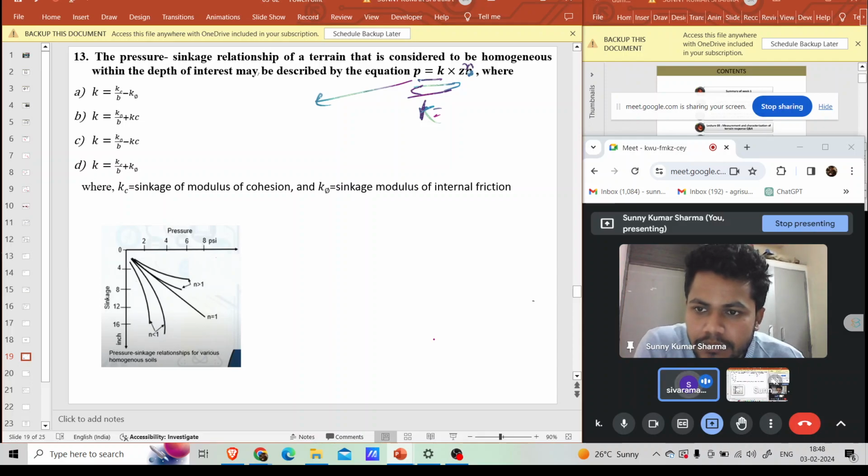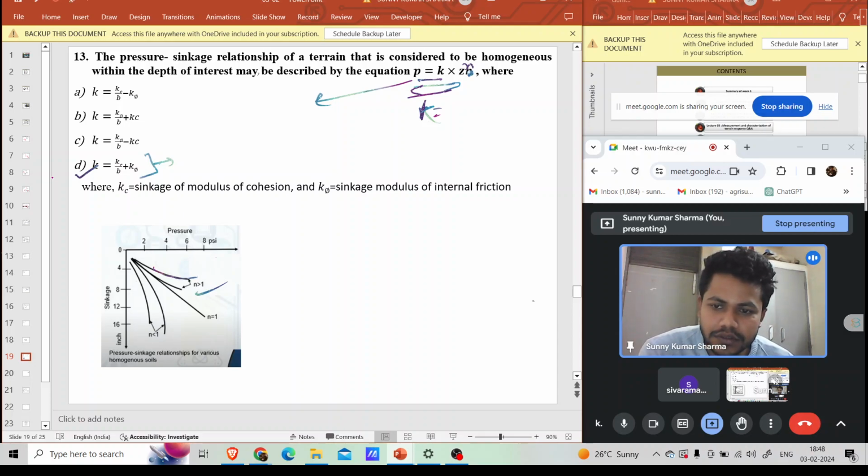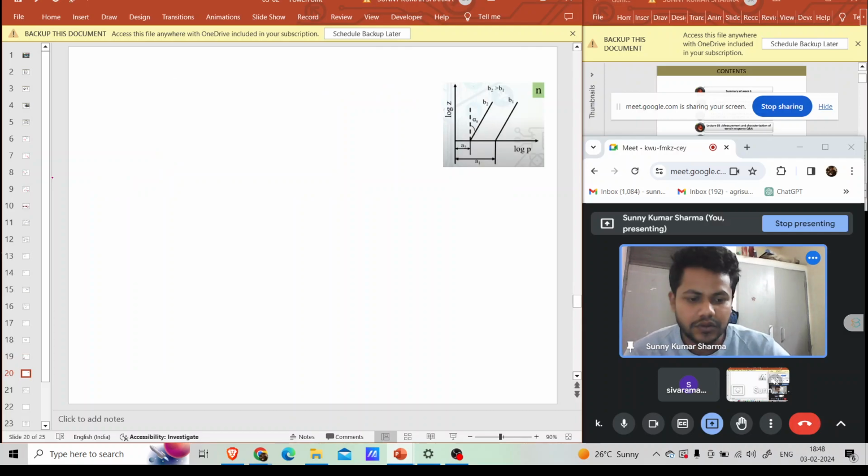So Kc by b plus k phi. Yes, okay, this is D. So D is the correct answer. And this is the graph showing pressure sinkage. If n is greater than 1, this graph goes upward, and if n is less than 1, this goes downward, and for n equal to 1, this is a straight line.